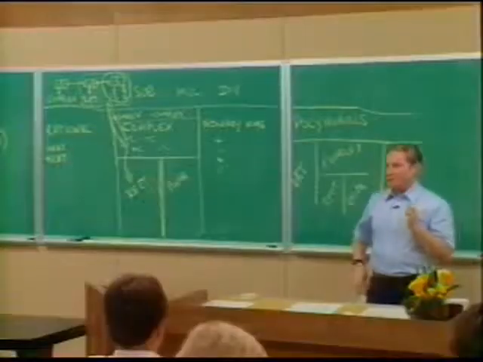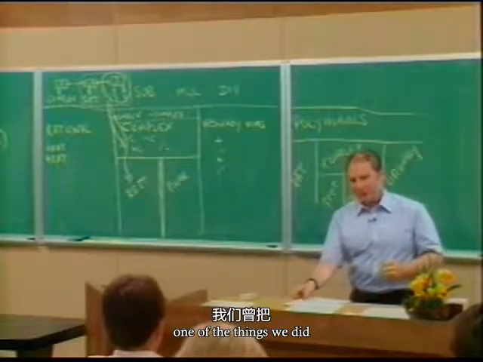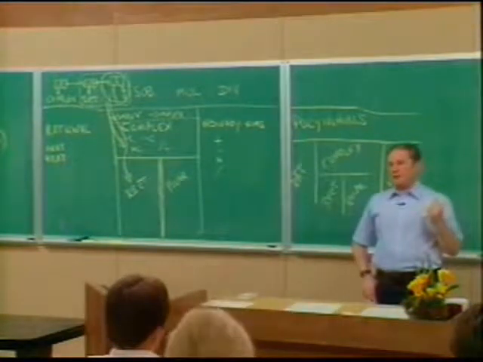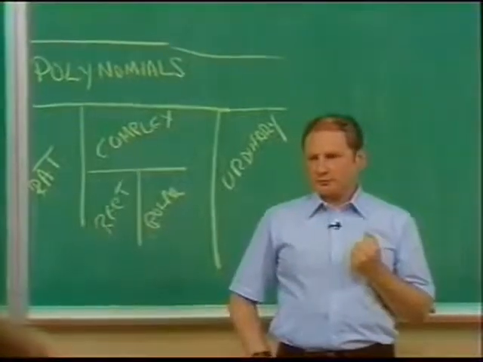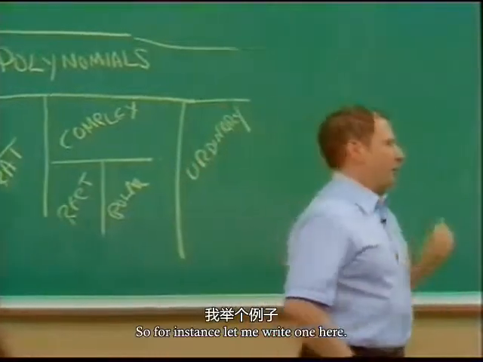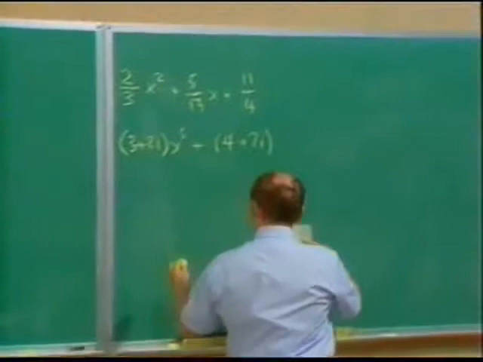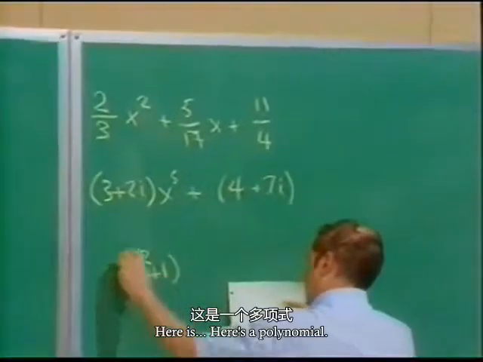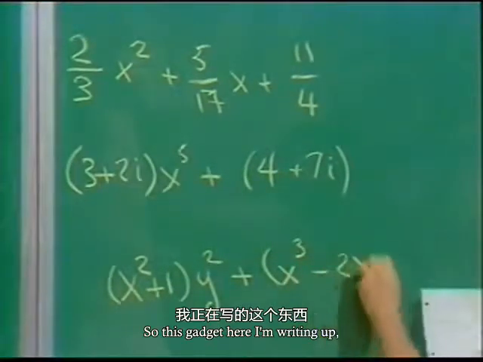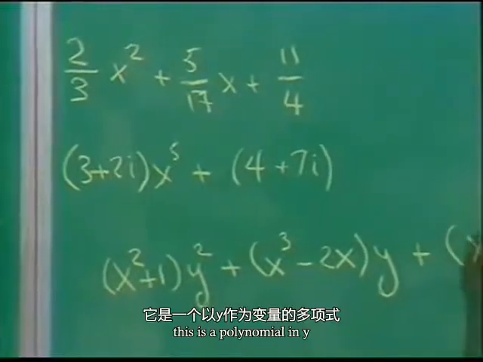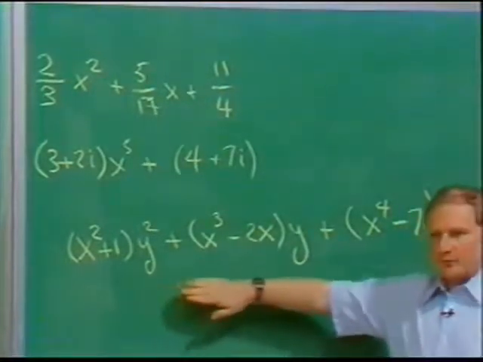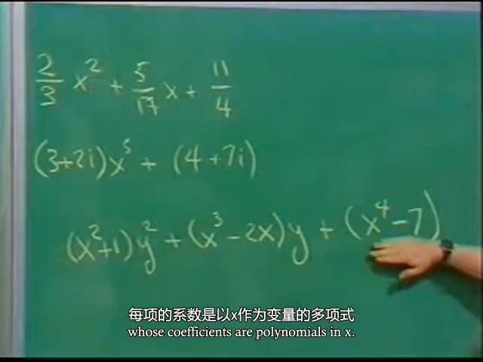Well, it's even better than that, because remember, one of the things we did is we put into the table that the way you add polynomials is using plus poly. That means that polynomials themselves are things that can be added. So for instance, let me write one here. Here's a polynomial. So this gadget here I'm writing up, this is a polynomial in y whose coefficients are polynomials in x.